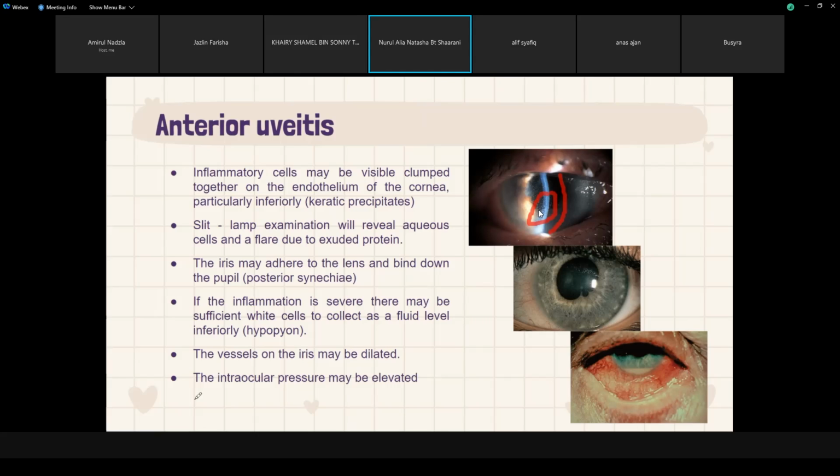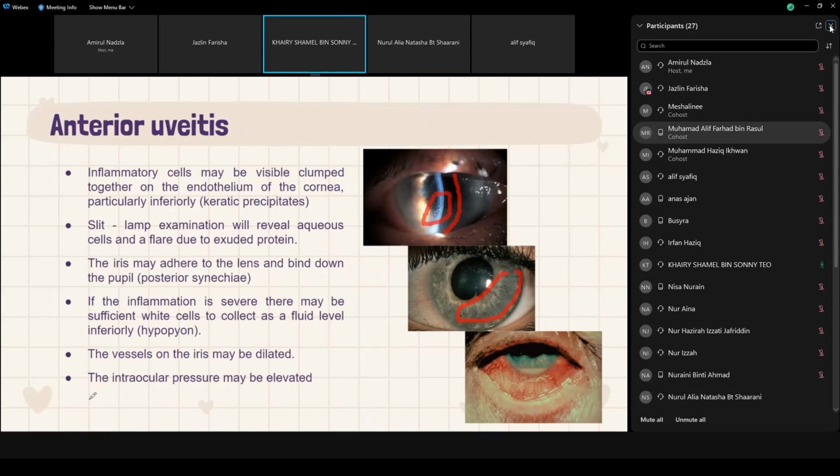Okay, next is the iris may adhere to the lens and bind down the pupil, or the other name is posterior synechiae, which is the second picture. Is it here, doctor? Bukan tu, besar sangat tu. Bukan. The iris may adhere to the lens. So it's the part of the iris which does not look round or smooth.